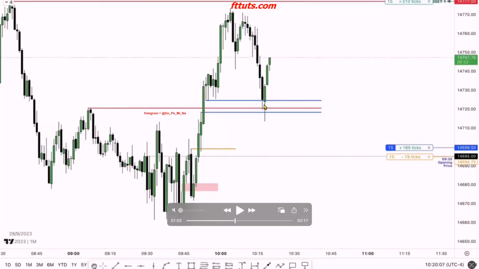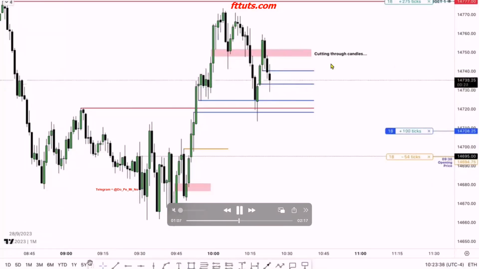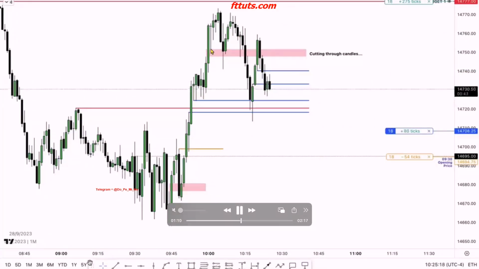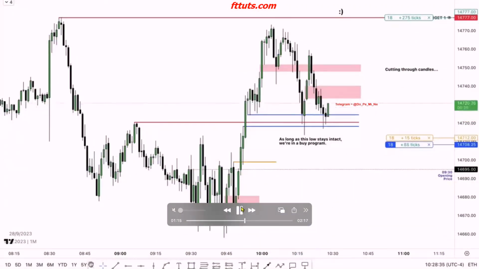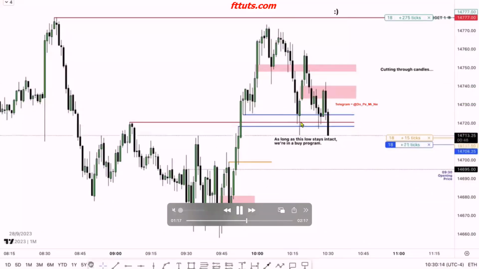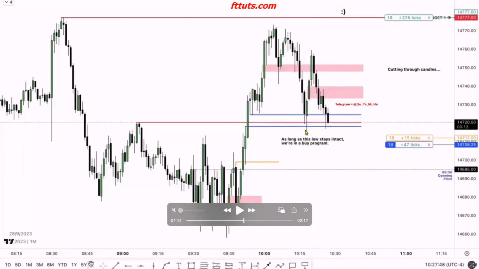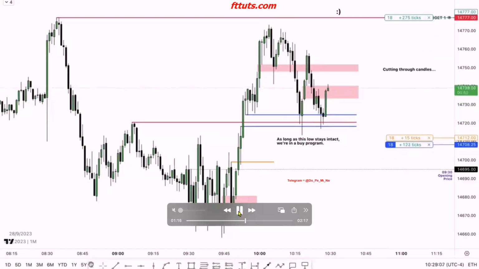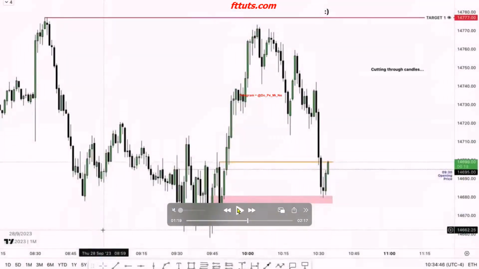And as you can see, when price reached that red level, I pyramided because equal highs got engineered, cutting through candles, meaning that I want to see that BC act as support on price. Watch me annotate. As long as we stay above this low, we're in the buy program. What occurs? Price falls through that low, and therefore I wanted to be out at break even to reassess.